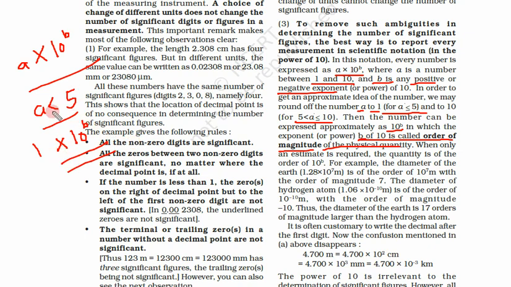Now if this number is somewhere between 5 and 10, that means it is larger than 5 but smaller than 10, then we approximate this number to 10 and this power will become 1 more, b plus 1. So here the order becomes b plus 1.